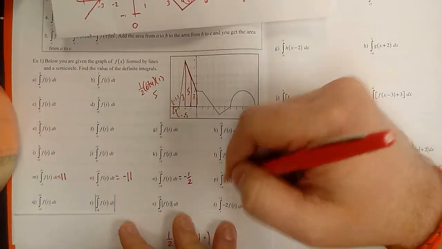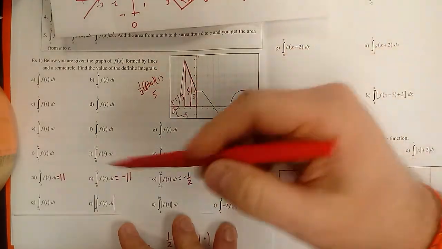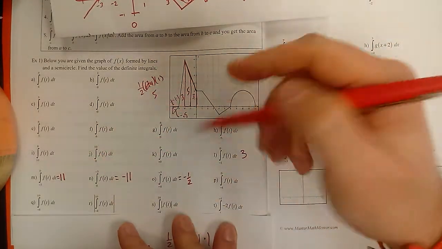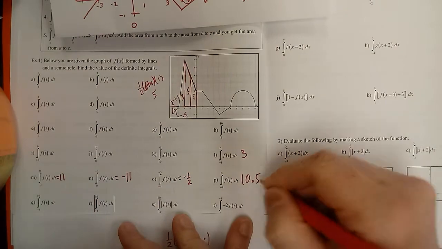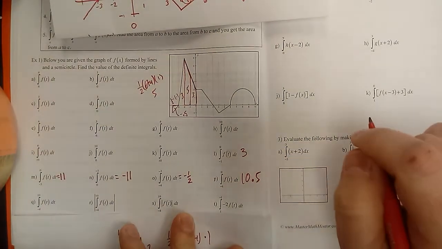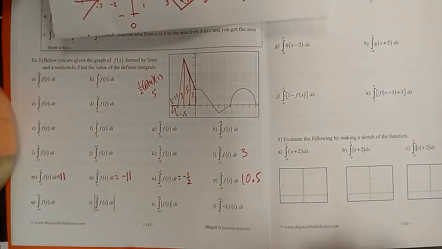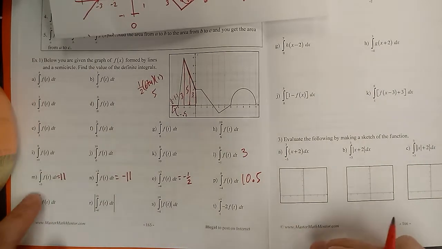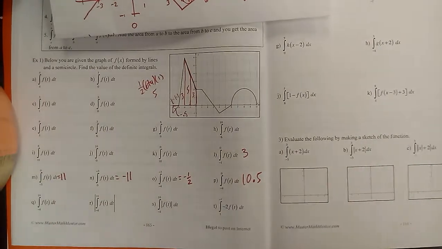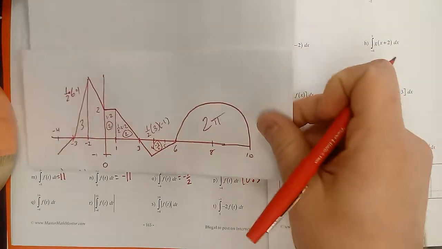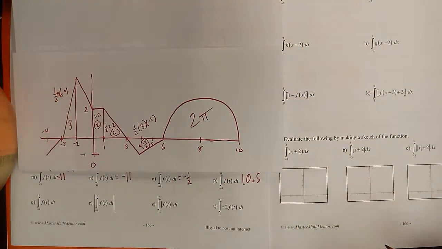Now we want to go from -4 to 0. So I'll just add those up, right? I'll get 11 plus -1/2, 10.5. Here's the real one. It says, go from -4 all the way to 10. So that's going to be the whole thing.